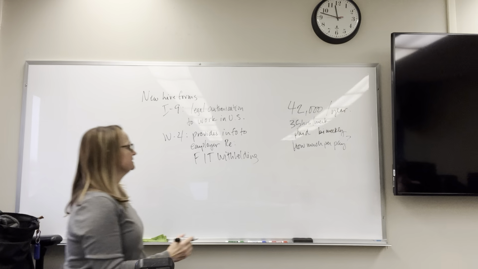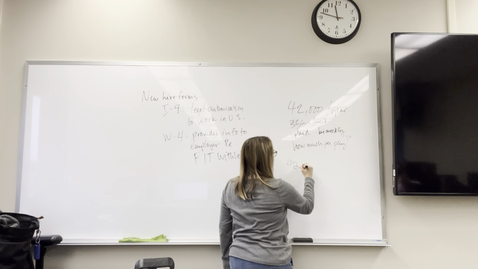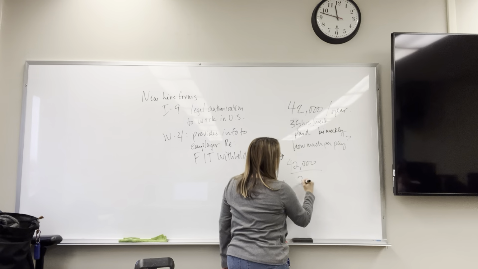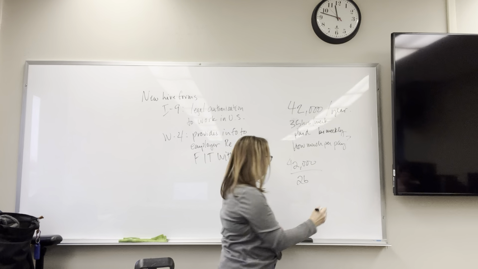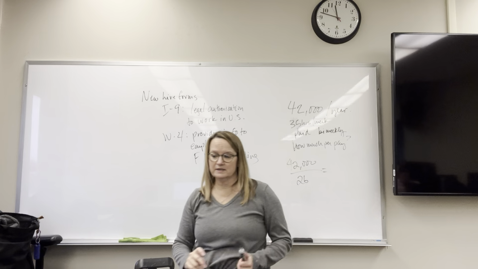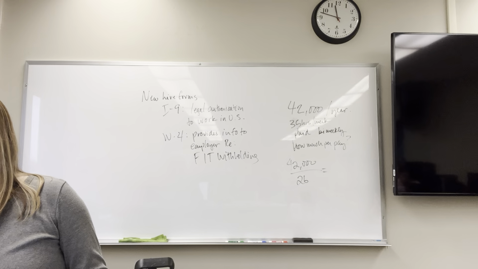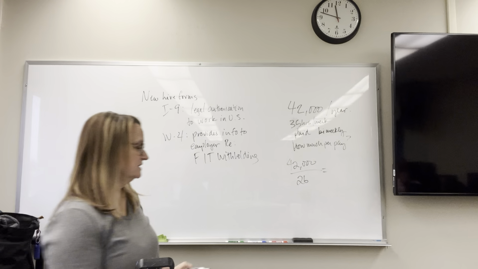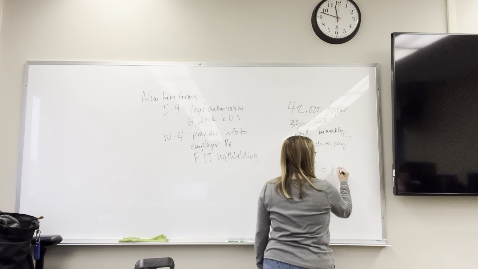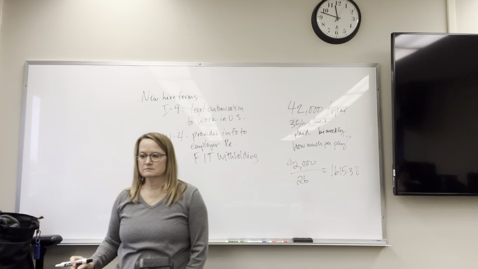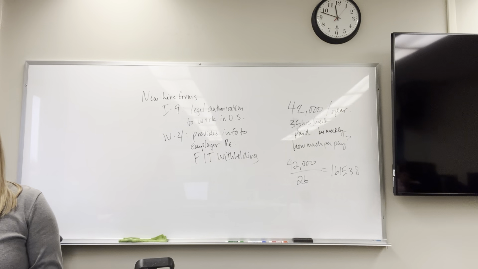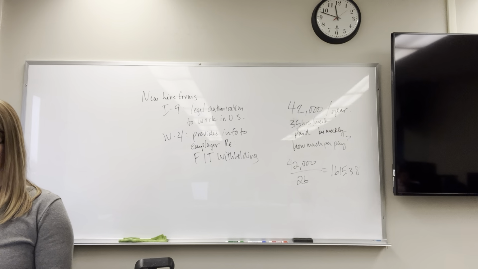Right. So we're just going to take the 42,000 divided by the number of pay periods per year, right? So 42,000 divided by 26. How much? 1,538? Yep. Per pay. Gross. Right?